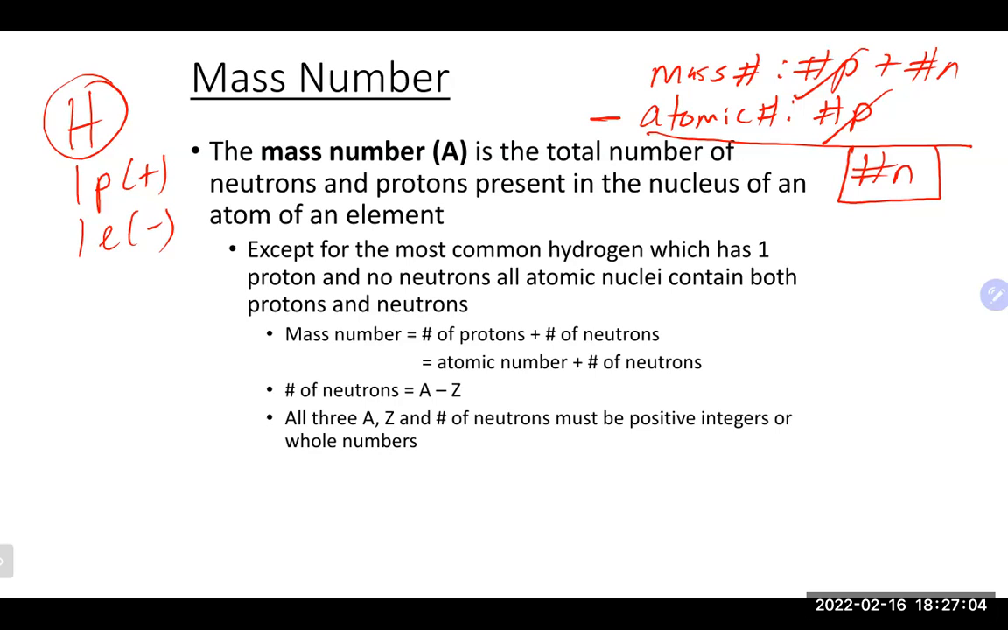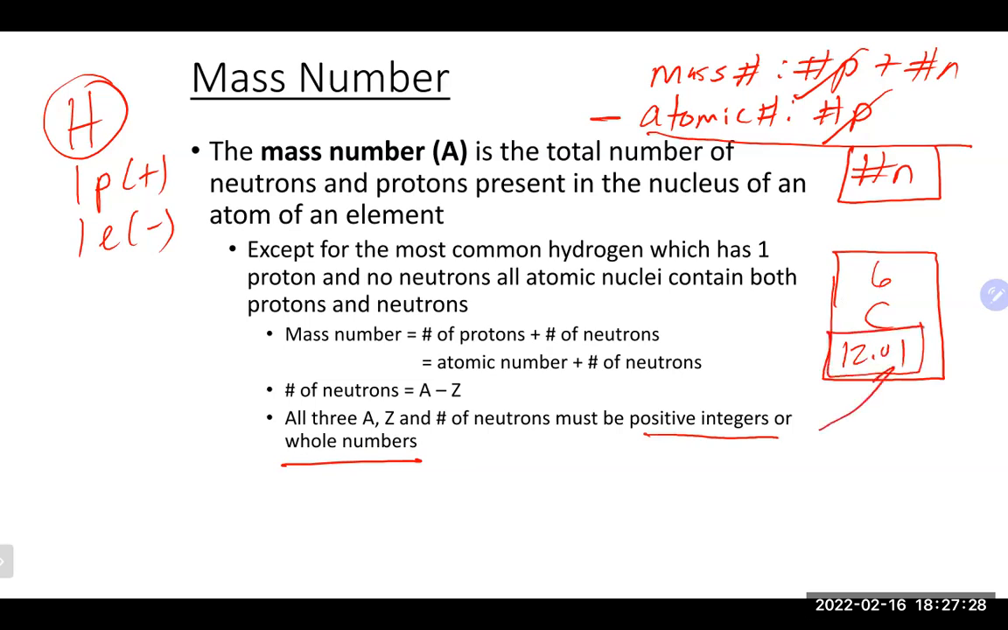Now, when you are asked to calculate the mass number, the atomic number, the number of protons, electrons, and neutrons, those all should be positive whole numbers. So they all should be positive whole numbers. If I go to the periodic table and I look and see the number on the bottom there, is that the mass number?